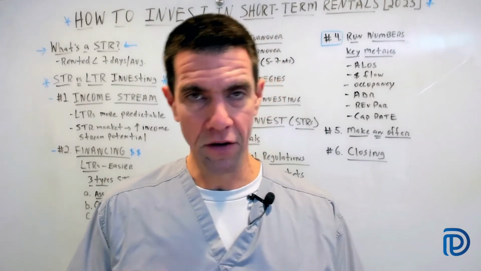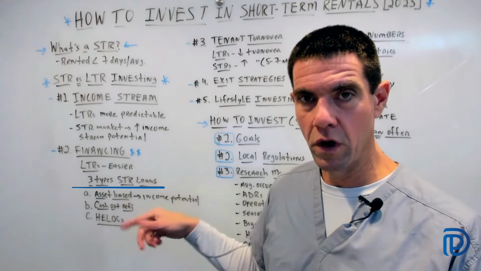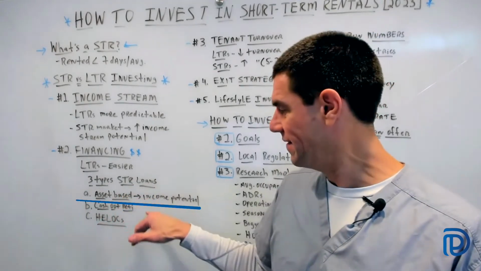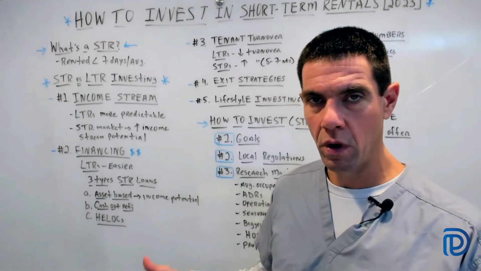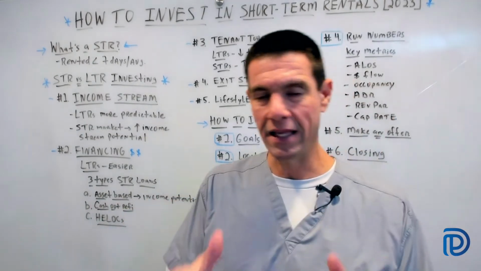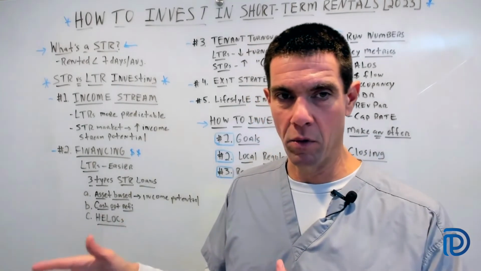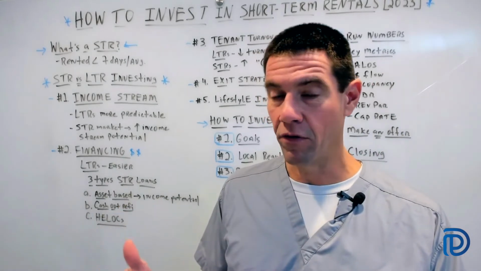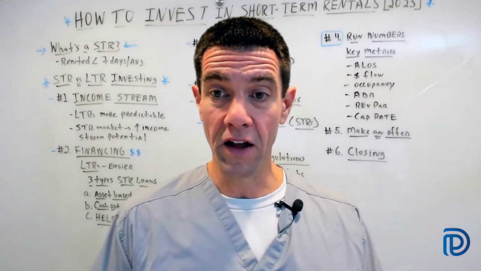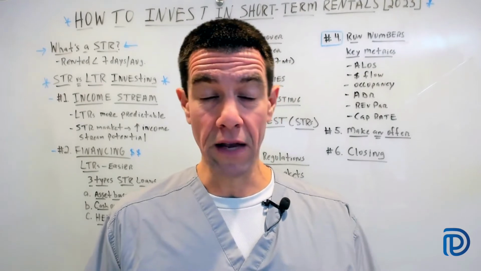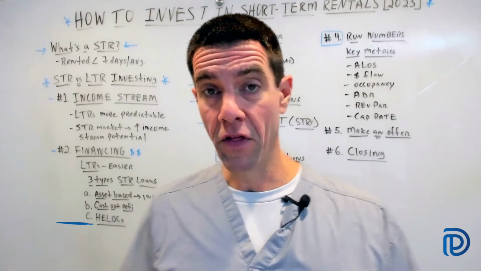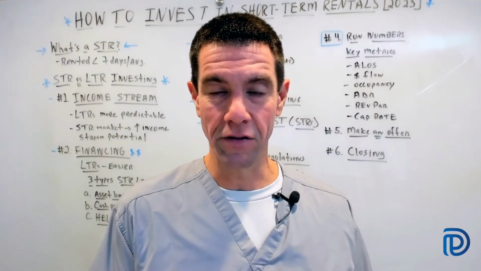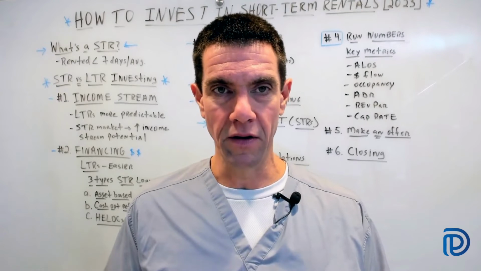Now, there's actually 3 types of STR loans according to AirDNA. The first one is an asset-based loan, and it's based on the income potential from an STR instead of looking at the borrower's income and their debt-to-income ratio. The second one is a cash-out refinance, and this is a cash-out refinance for a primary residence or another investment property to raise funds if you wanted to purchase an STR. And the third one is your common HELOC, or home equity line of credit, that you can access accrued equity in a primary residence to use.